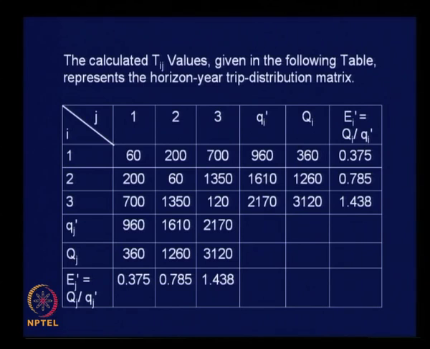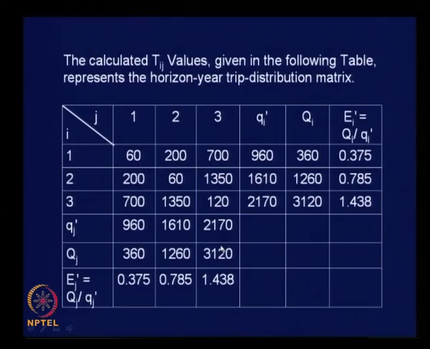When you total up, we get Qi dash and Qj dash values. We find the totals are 960, 1610 and 2170 for production. Similar numbers for attraction values also: 960, 1610 and 2170. But the predicted production values are given here as capital Qi. These values are totally different from these values, right. And here also you find that there is a significant difference.